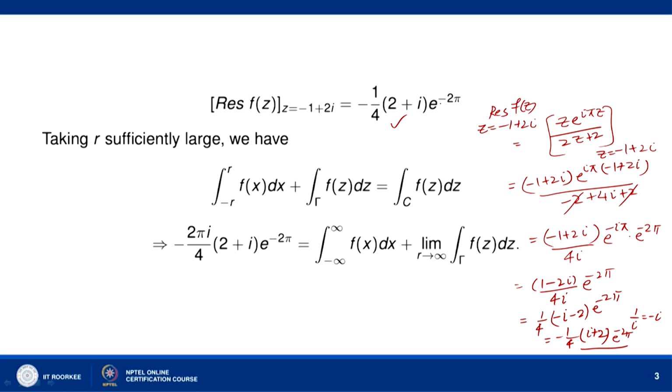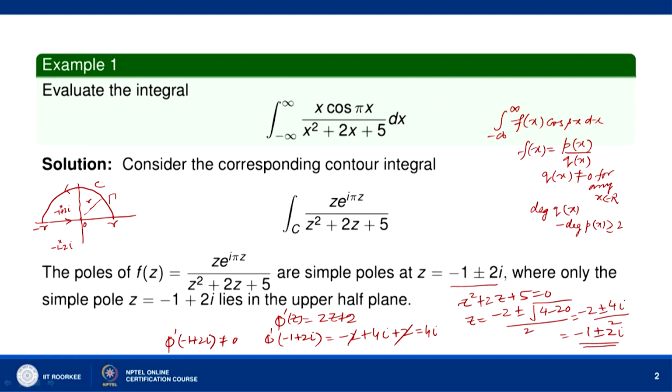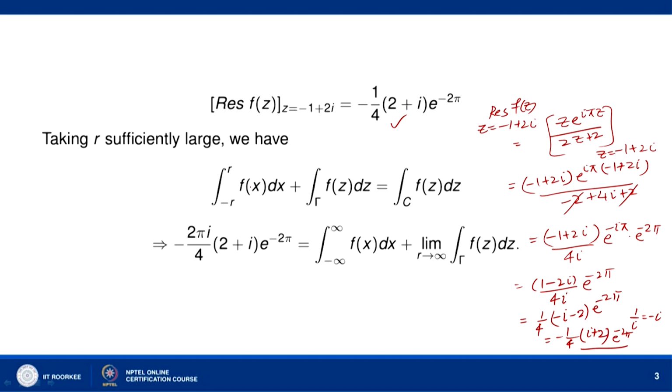Now, taking r to be sufficiently large, the integral over C can be written as integral over gamma plus integral over minus r to r of f(z) dz. So, integral over minus r to r, now f(z) becomes f(x) because we are moving along the x axis. So, f(z) becomes f(x) and dz becomes dx. So, integral over minus r to r f(x) dx plus integral over gamma f(z) dz equal to integral over C f(z) dz.